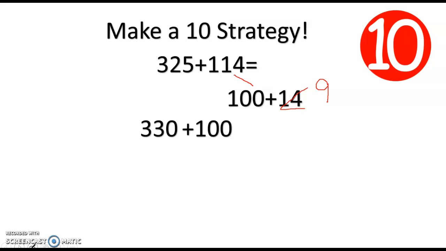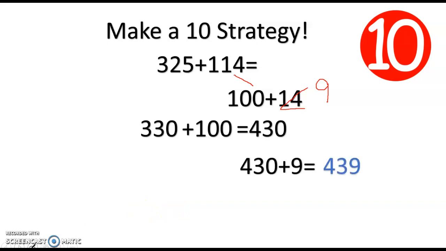330 plus 100 is so easy to do in my head. So I'm going to forget about this 9 for a second. 330 plus 100 is 430. Now let's bring that 9 back. 430 plus 9. It's 439. So making a 10 in my head made it easier to solve this problem mentally.